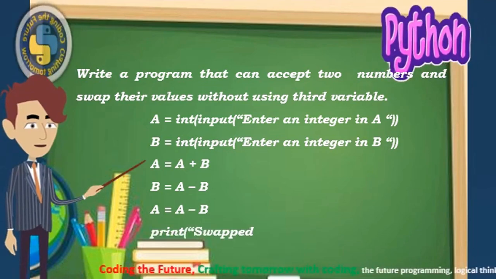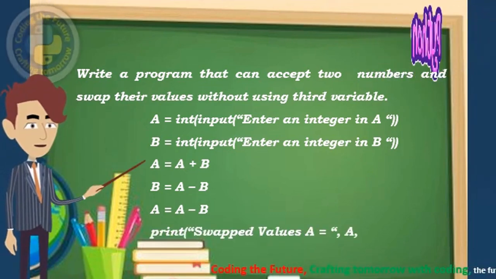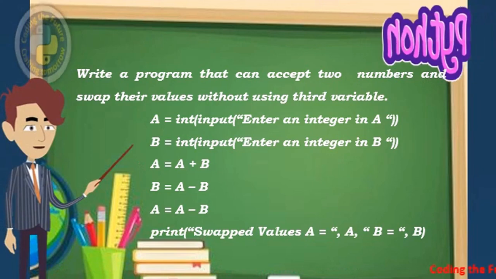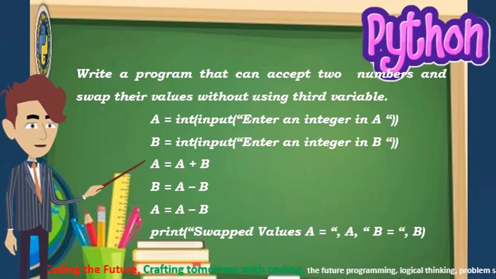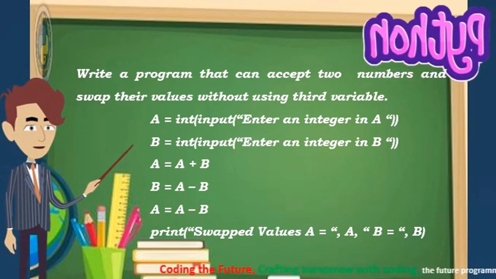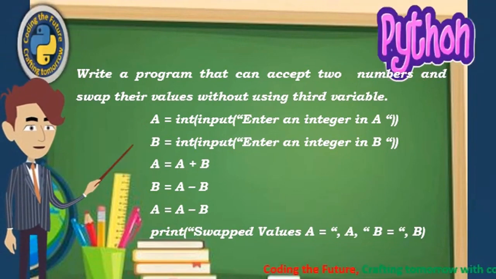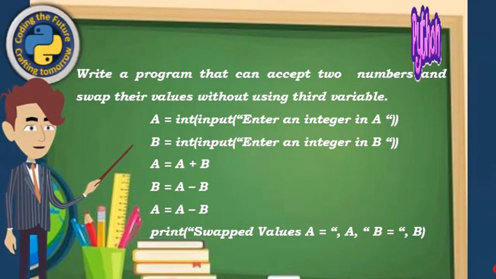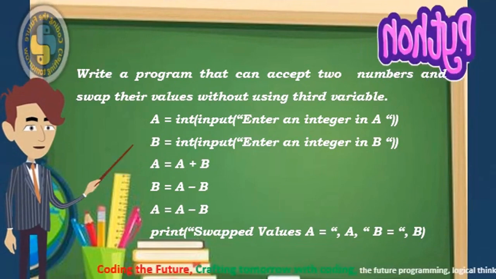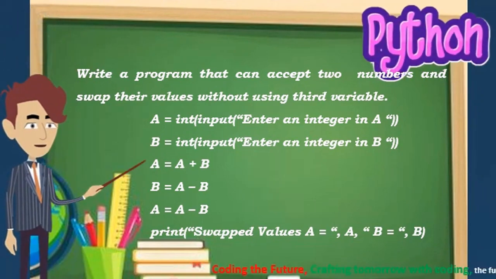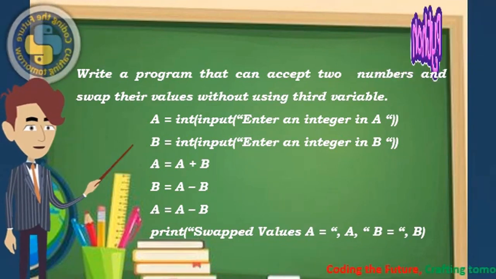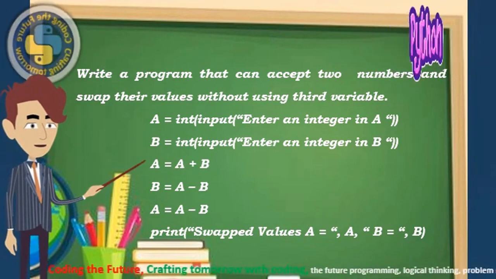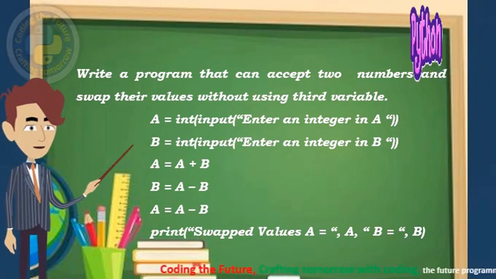A = int(input("Enter an integer in A")). B = int(input("Enter an integer in B")). A = A + B. B = A - B. A = A - B. In this way, the calculated value will be used to swap the value of A into B and B into A. Print swapped value string message with variable A, B string message with variable B.